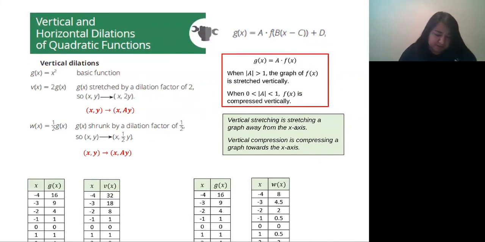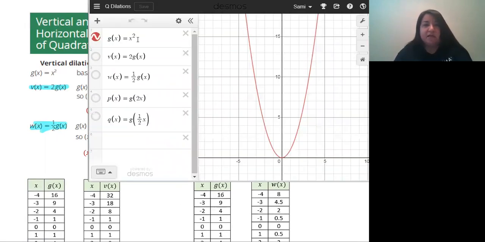So for instance, if I start with my basic function of x squared, and now I want to multiply that function by a factor of 2, we're actually going to be dilating by a factor of 2. So we're going to see what happens, but then what happens if I multiply the function by 1/2? So graphically, you can investigate that. When I multiply the function by 2, notice that it is becoming narrower. And when I multiply by a factor of 1/2, it's becoming wider.